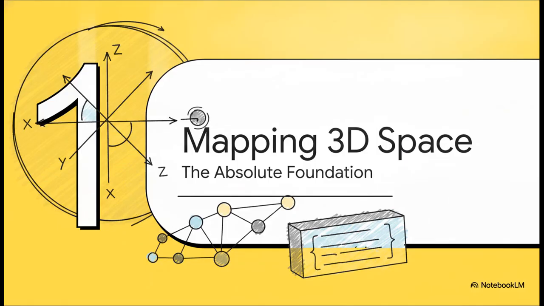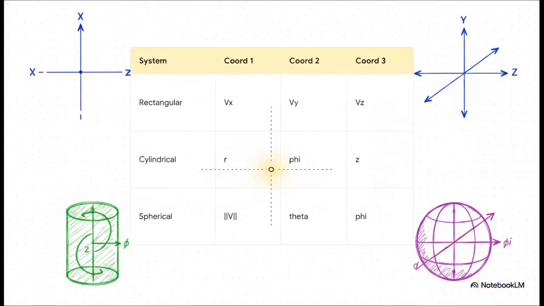All right, section 1, mapping 3D space. This is our absolute foundation. Okay, so we're essentially looking at 3 distinct spatial languages used to describe the exact same geometric point. It's kind of like a translation guide. In the rectangular or standard Cartesian system, we navigate using 3 straight lines, x, y, and z.